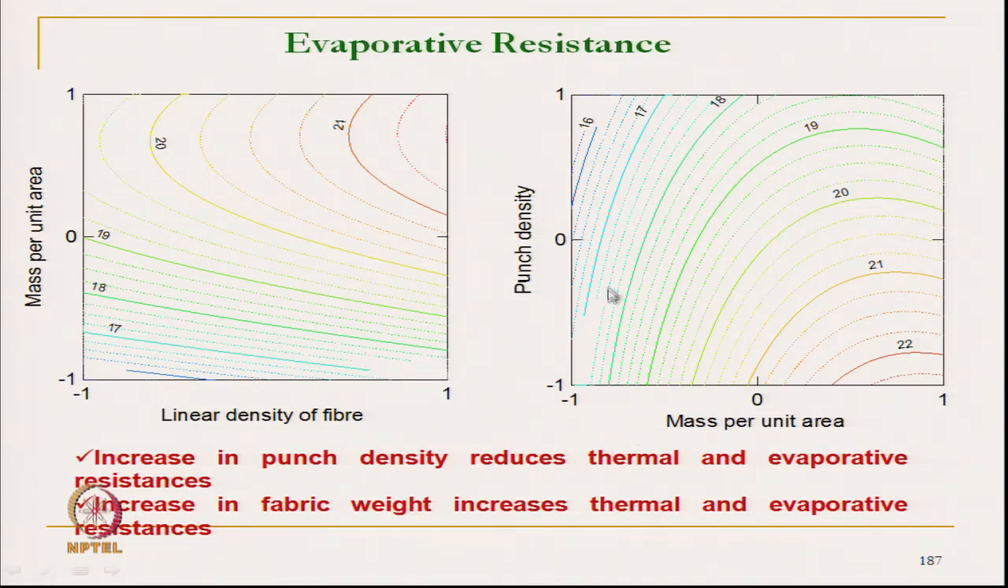So, punch density, if we increase it, the evaporative resistance decreases. It reduces the evaporative resistance, from 22 to around 18. So, that type of evaporative resistance reduction happens with the increase in punch density.